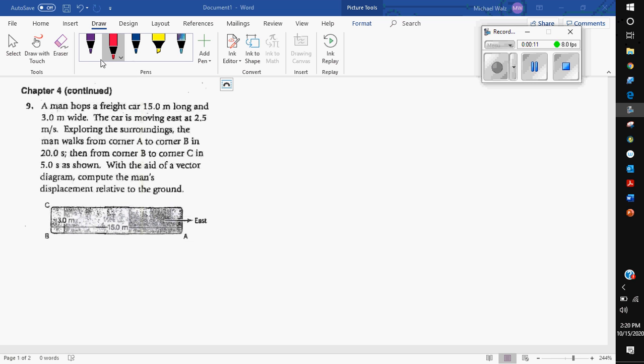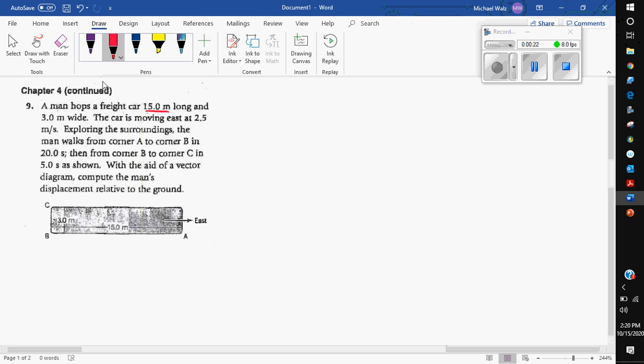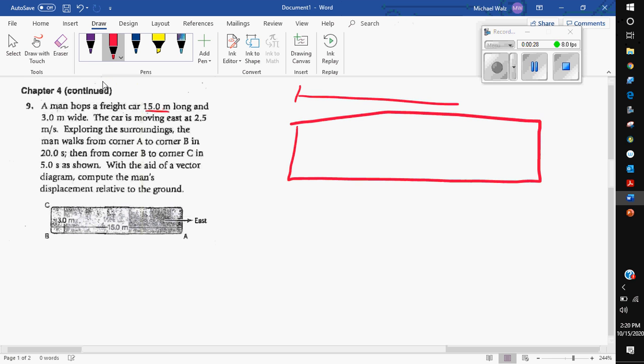So it's a little confusing. What I like to do is start taking notes as I'm reading. It says a man hops a freight car 15 meters long. I know it's already drawn there, but I'm just going to draw it again. This is me organizing my work. You do what you want to do, but I think pictures really help a lot.